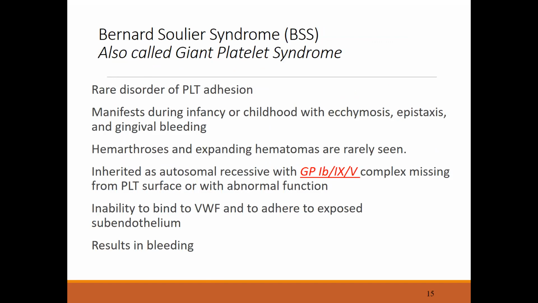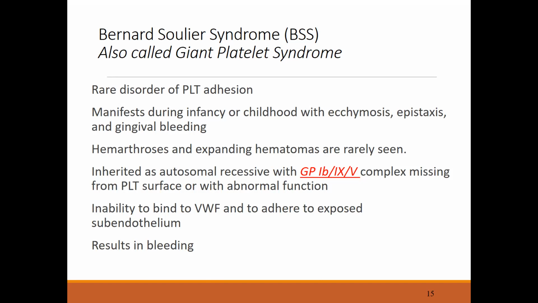The next condition is Bernard-Soulier syndrome, BSS. This is also called giant platelet syndrome. It is a very, very rare disorder of platelet adhesion. So before we were looking at platelet aggregation as one of the functions of the platelets, now we're looking at platelet adhesion. Platelet adhesion is very important. We need our platelets to adhere to the subendothelium so that they can participate in that primary platelet plug, right?